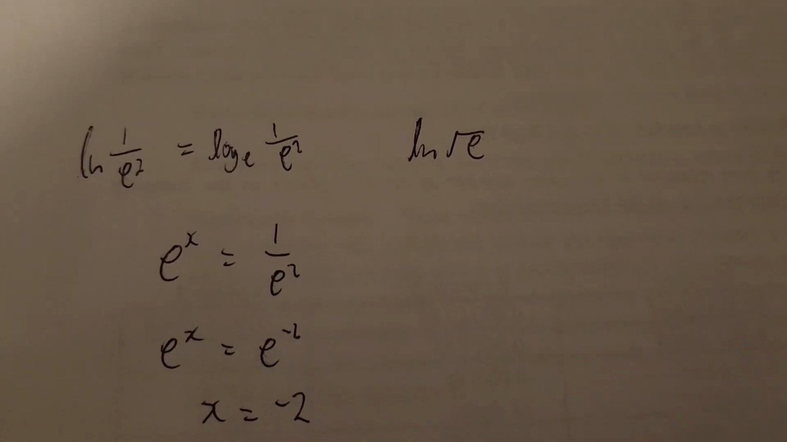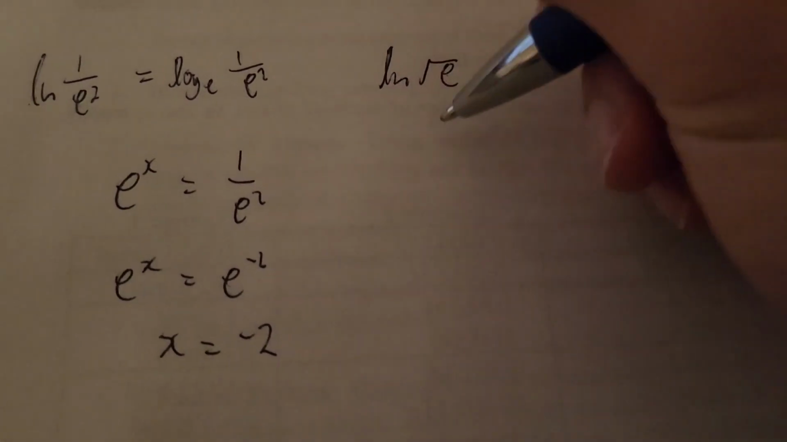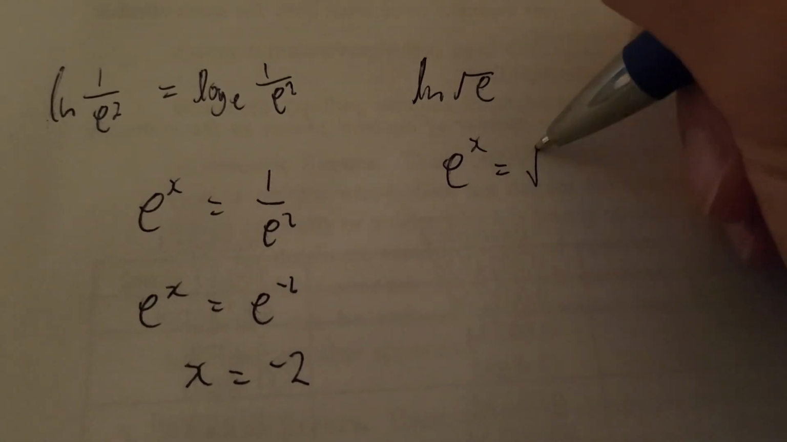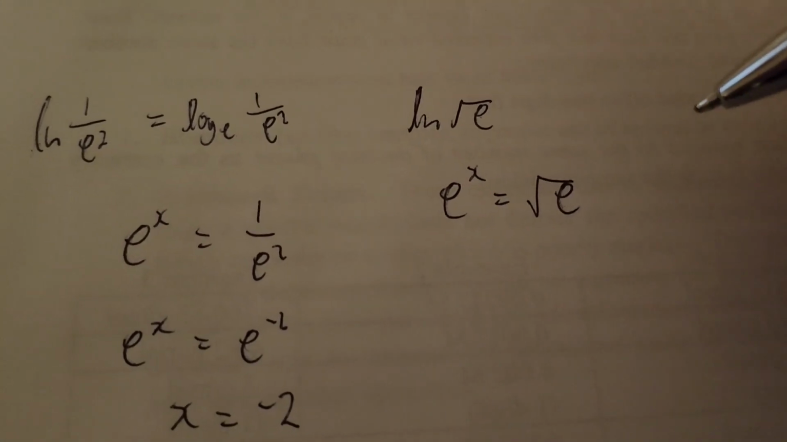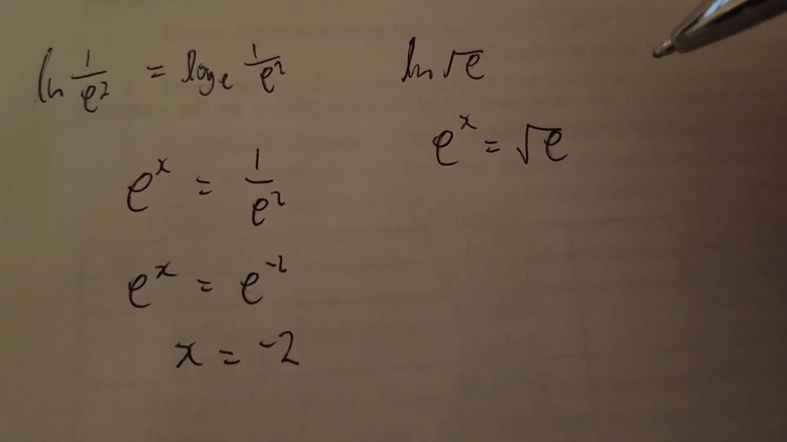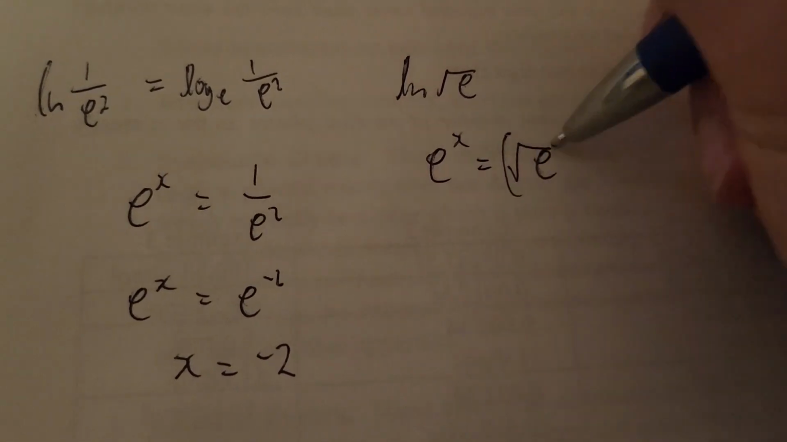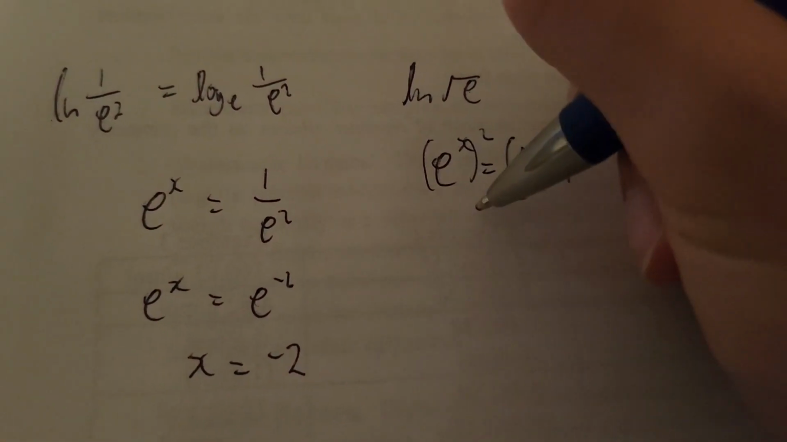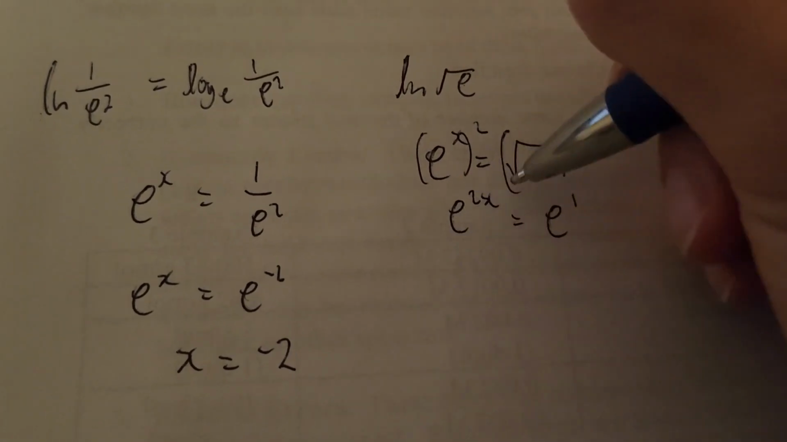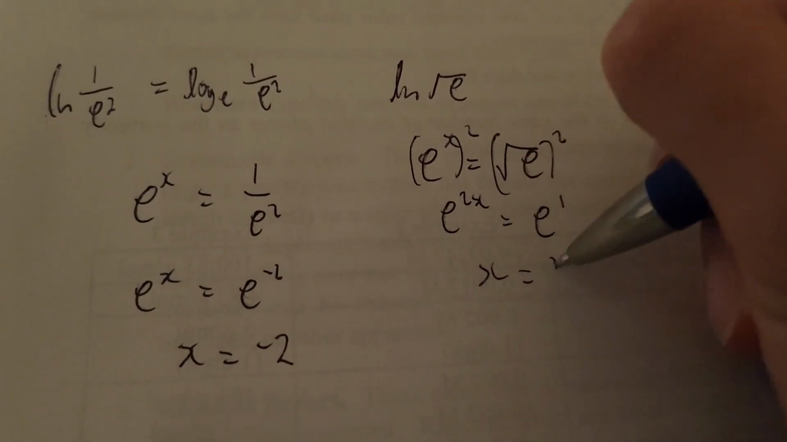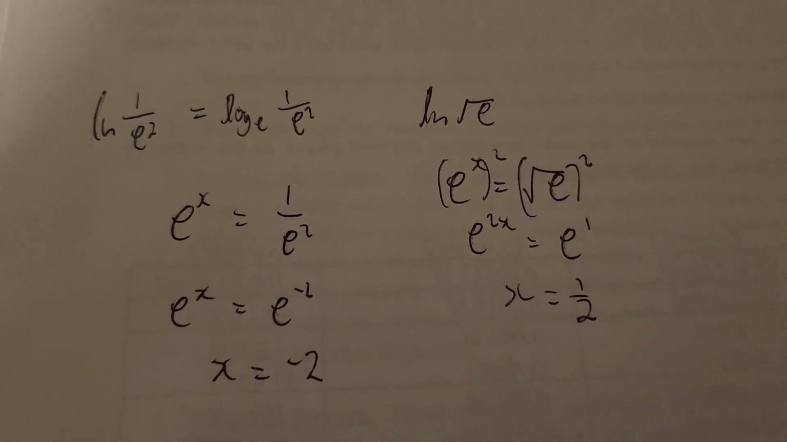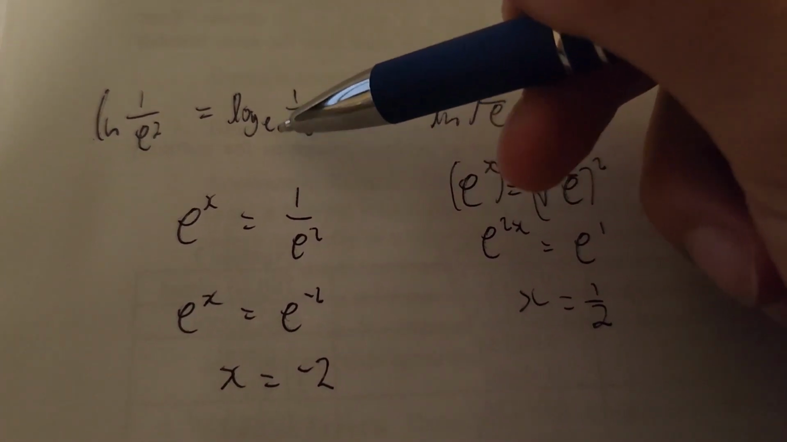This is another example. So now we have ln of root e. Now we can rewrite this as e to the x is equal to root e, right? And then this is exactly the same as the first example we did with root 3 and 3. So now we just square both sides and we get e to 2x is equal to e to 1. Therefore, x is equal to 1/2. So it's the exact same idea as a log, basically. The only difference is that it's log base e. So there's just no difference.